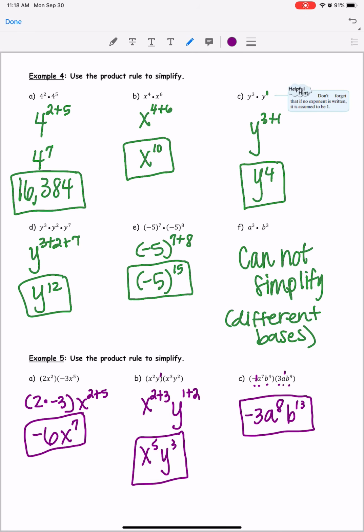Okay, so these are really easy that you really don't need to show work if you don't need that step. If you need that step, take it. But if you don't, that's okay. You don't need to write those out.